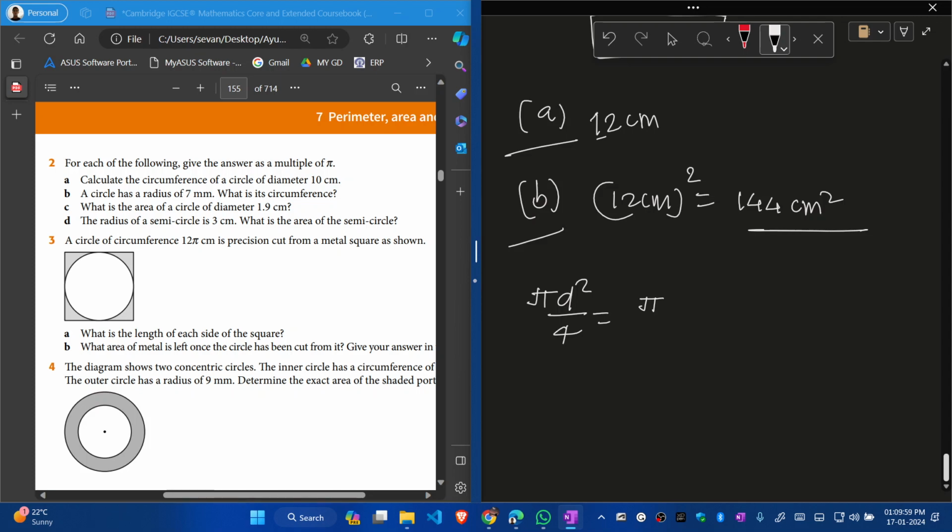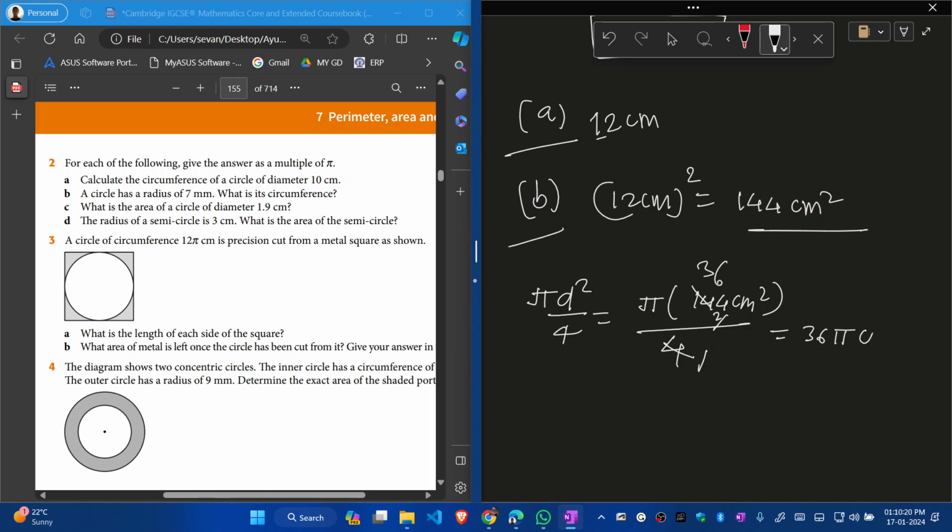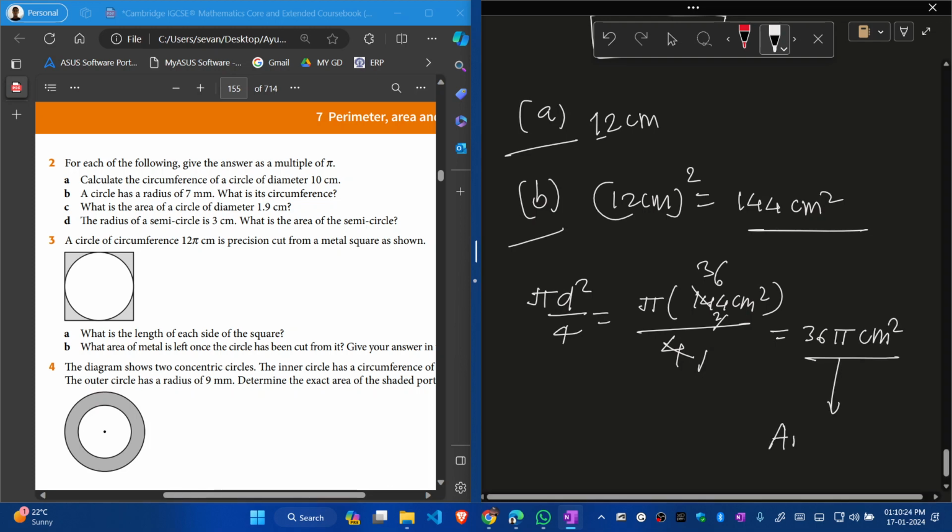It will be pi times 144 by 4, so 144 centimeter square over 4. If you cut it by 1, it will go by 3, so this is going by 36. So it is 36 pi centimeter square actually. This is the area of the circle.